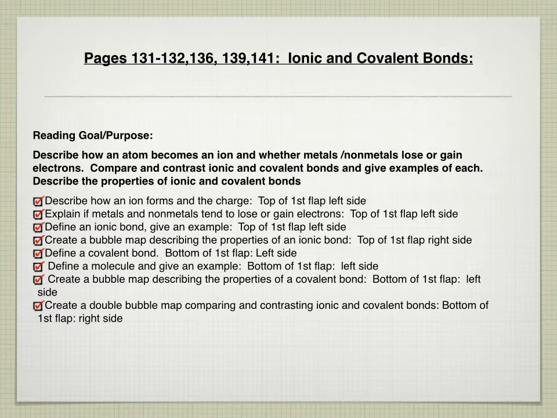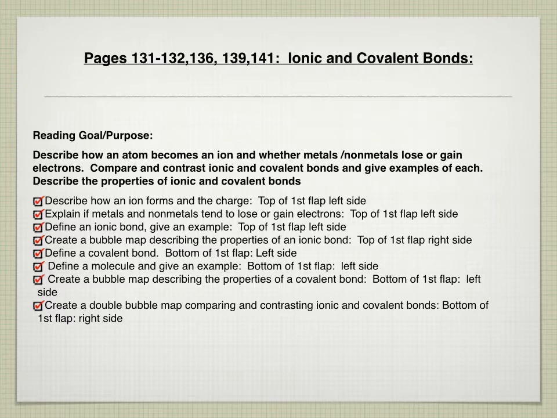So in your notes, in your flip chart, you're going to describe how an ion forms and the charge, top of the first flap left side, so divide your flip chart in half. Explain if metals and nonmetals tend to lose or gain electrons, again on the top first flap left side. Define an ionic bond and give an example, top of first flap left side. Create a bubble map describing the properties of an ionic bond. You're going to do that at the top of the first flap right side.